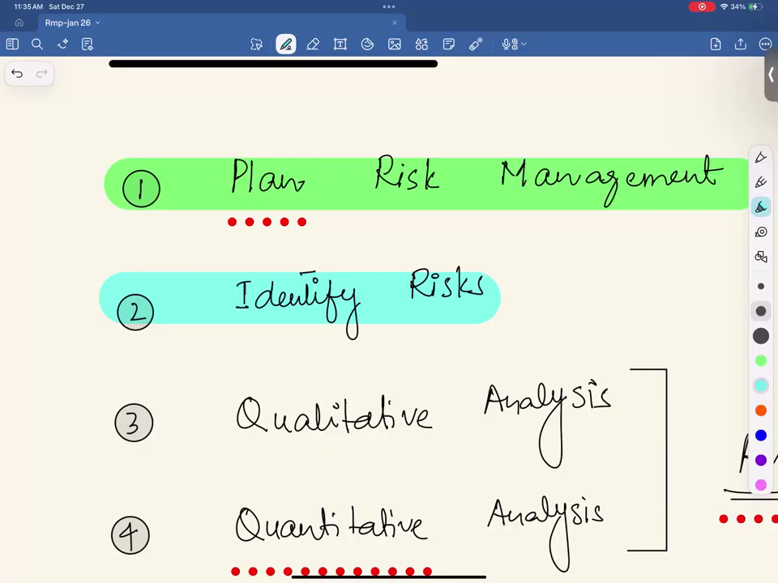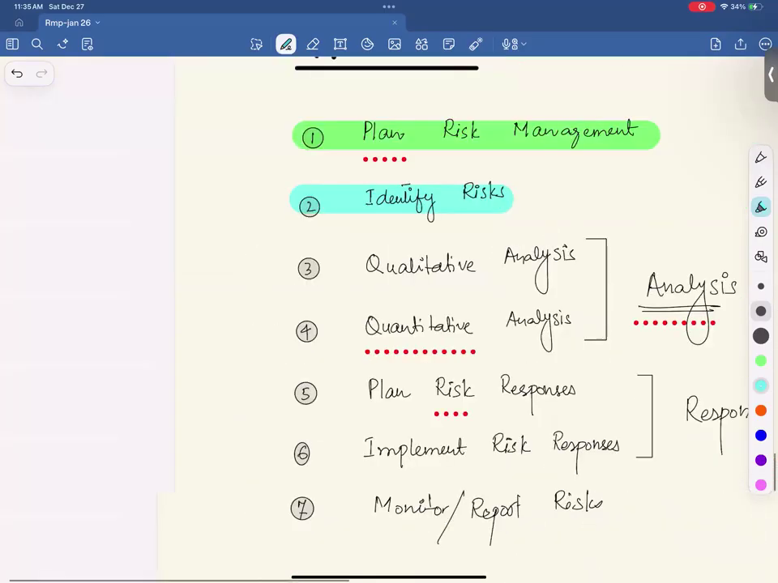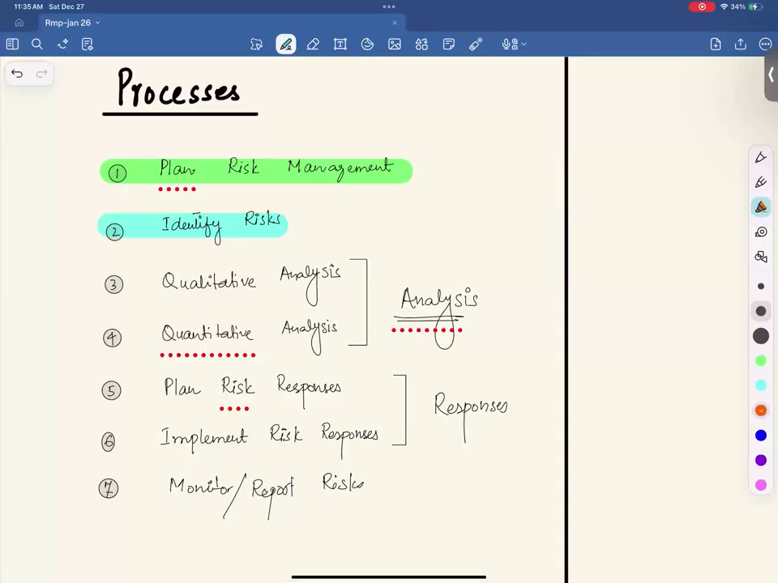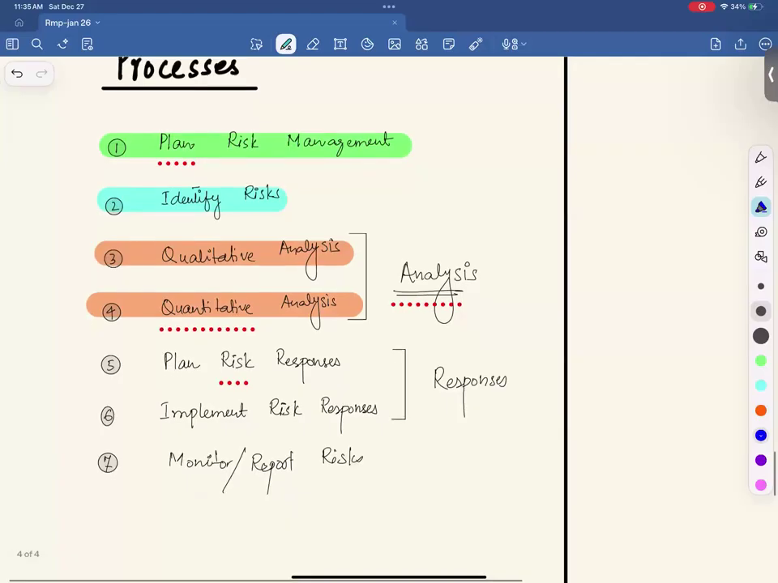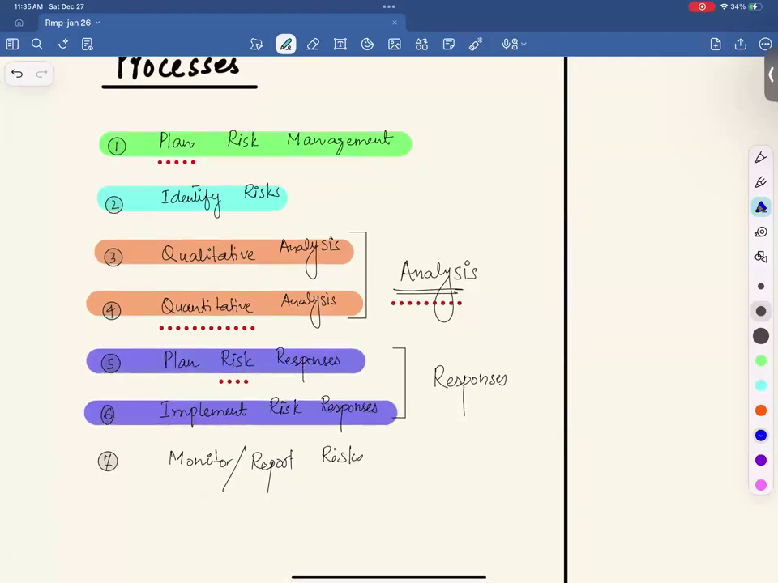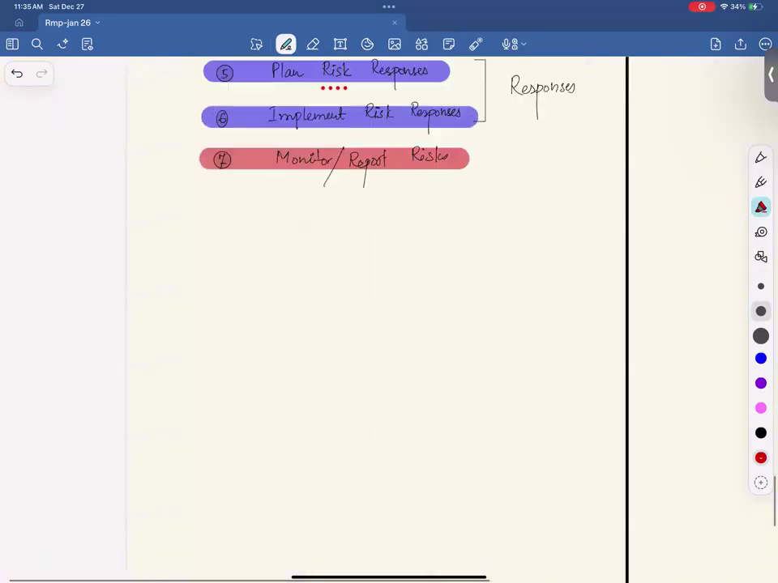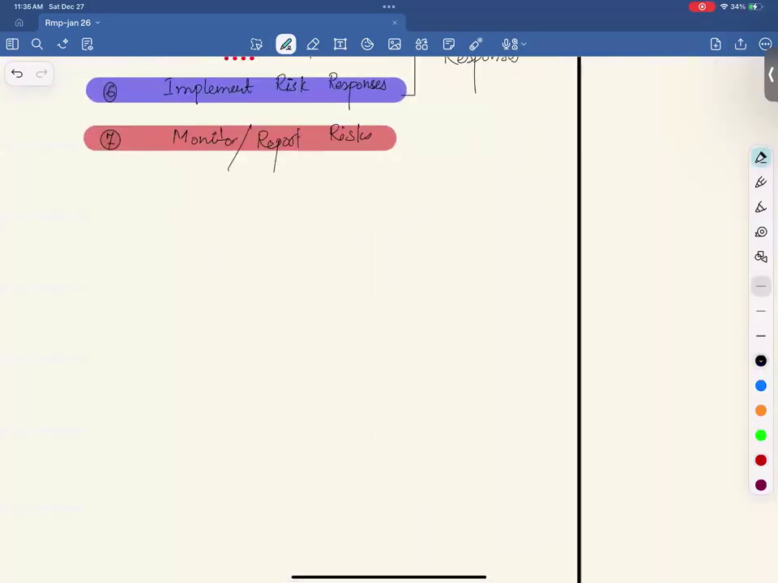Once you identify risk, then you do analysis, and we have two different types of analysis, right? Qualitative analysis and quantitative analysis. Once analysis is done, then we come up with responses. We first plan responses and then we implement. And last one is we do continuous monitoring and controlling. This is your entire risk management process. Let's start with the first one, plan risk management. If you have any question, anyone, please feel free to ask. Any question, please.